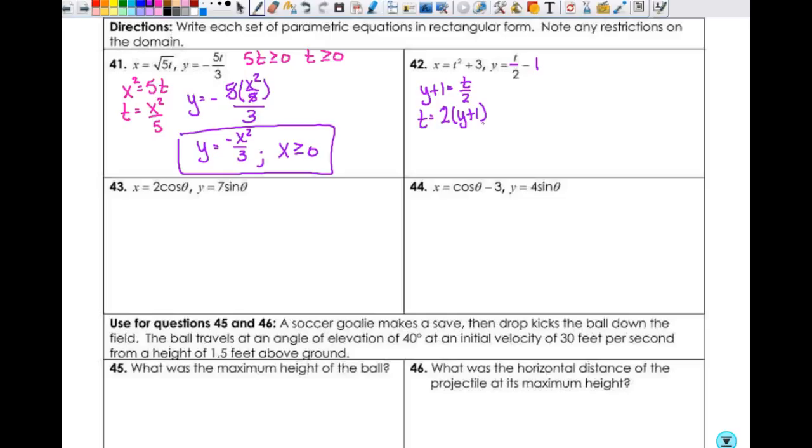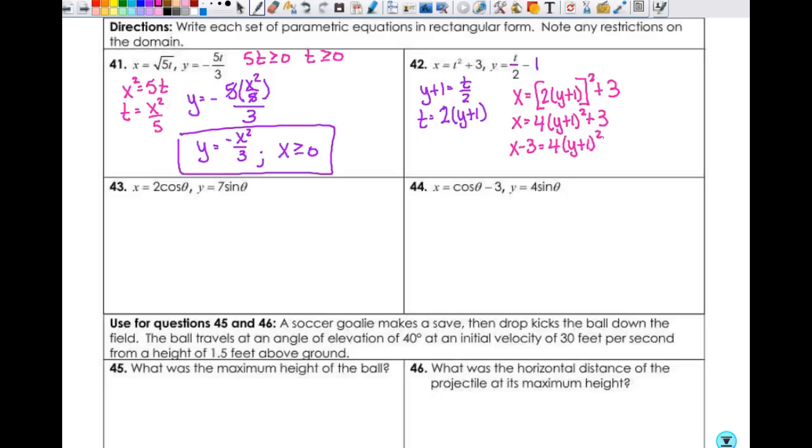Then I'm going to take this and substitute it in. And when I do that, I'm going to get that x is equal to 2 times y plus 1 squared plus 3. So x is equal to 4 times y plus 1 squared plus 3. Well, I need to get y by itself, so I'm going to subtract 3 from both sides. x minus 3 equals 4 times y plus 1 squared.